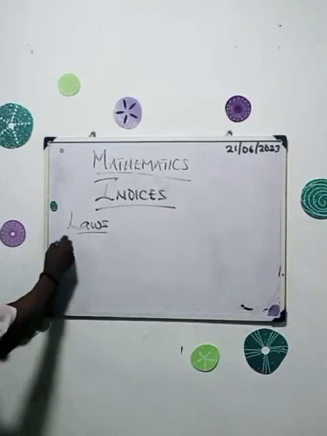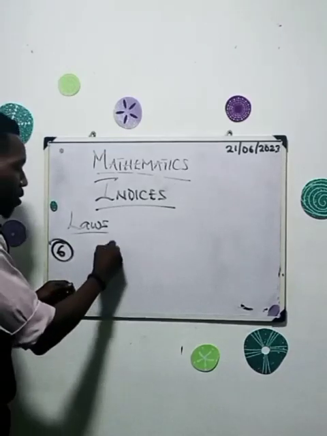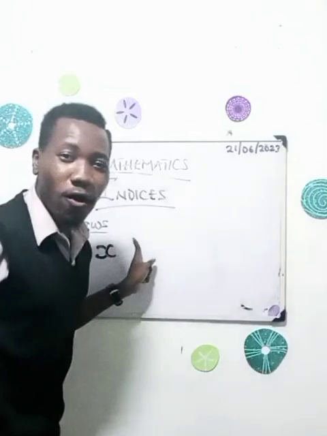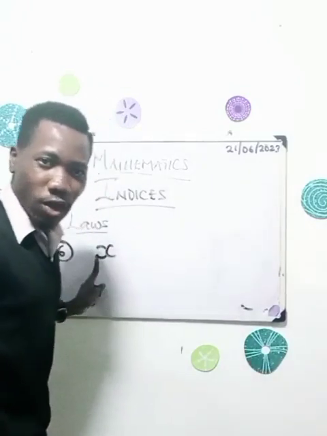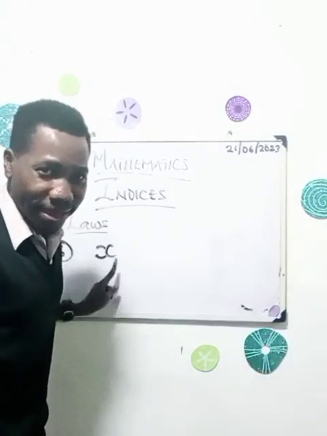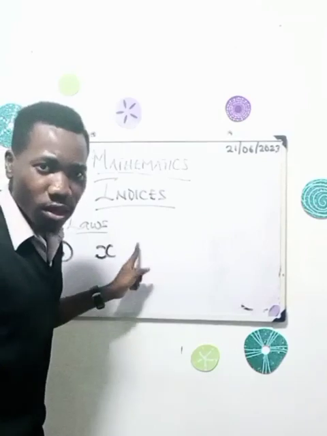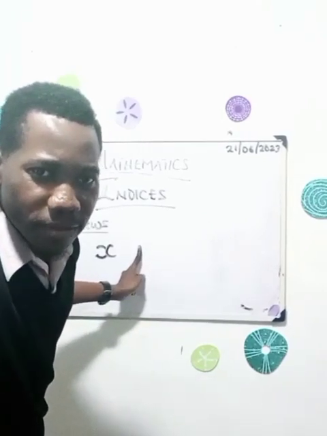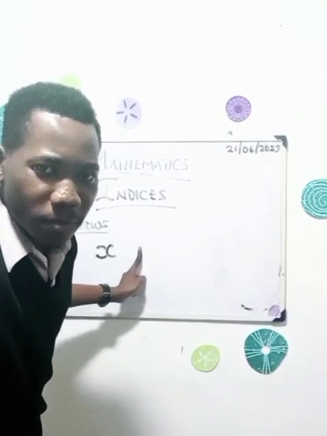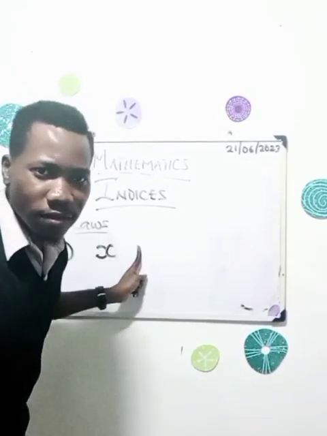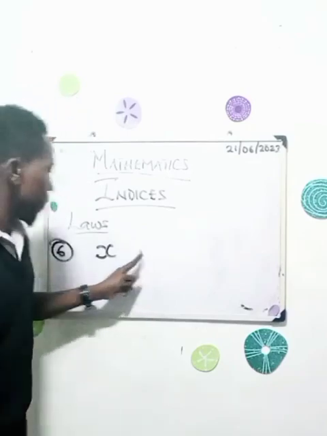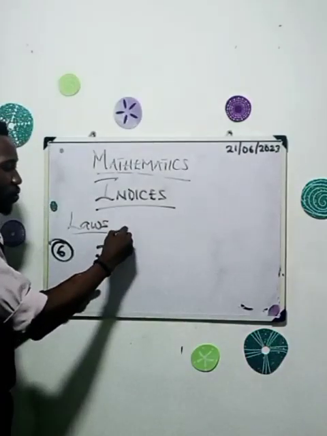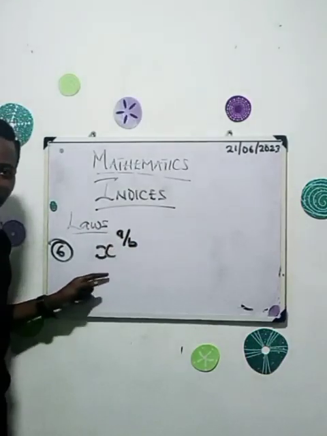So number 6 says, if you have a number raised to the power of a fraction. If you have a number, any number, I say again, this x represents numbers, okay? So, if you have a number raised to the power of a fraction, say raised to power a over b.